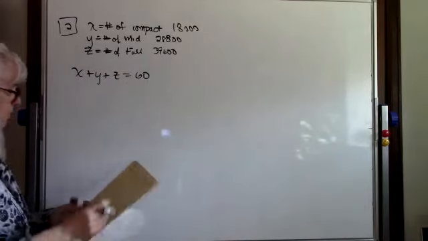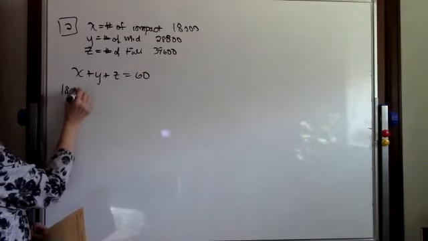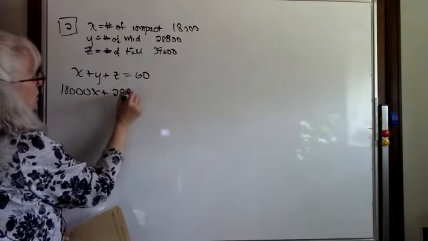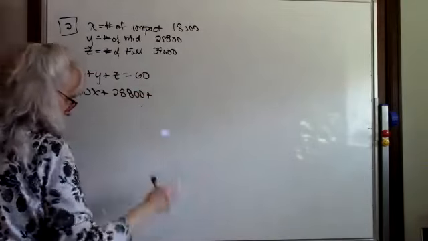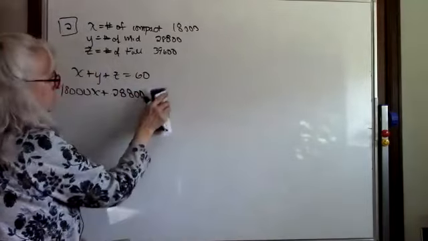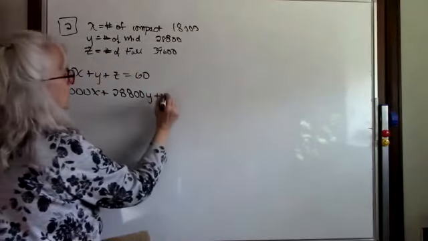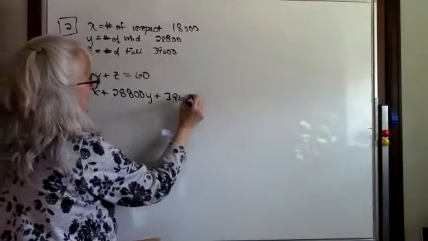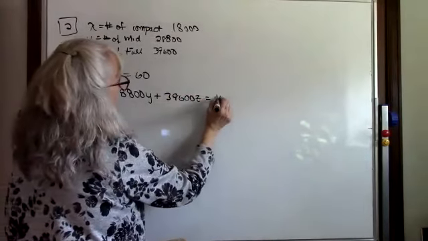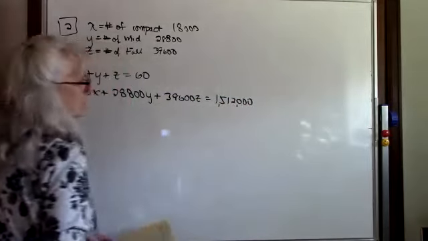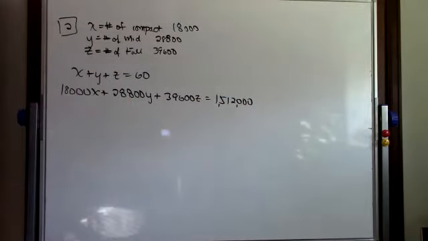And we know how much money we have. We know that each compact car costs 18,000. Each mid-size car is 28,800 times Y. And each full-size car was 39,600, and that's times Z. And that's going to be equal to 1,512,000. And that's it.